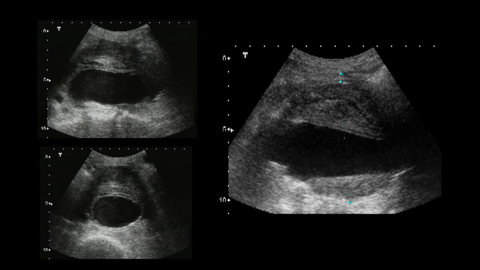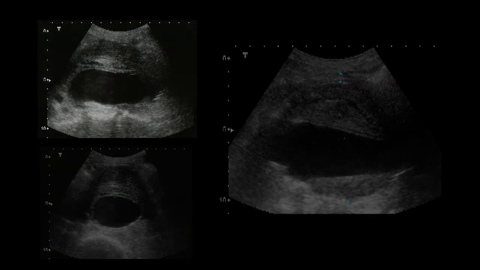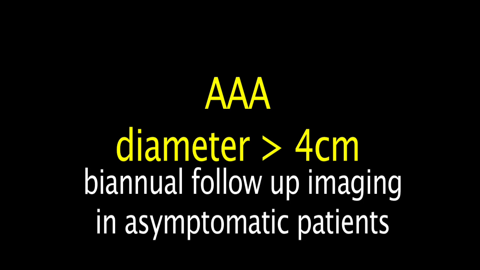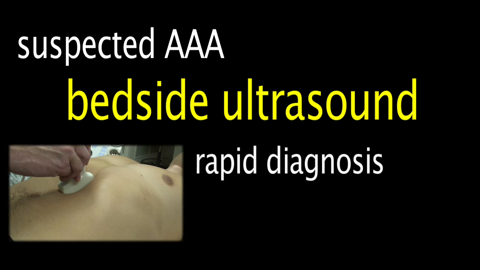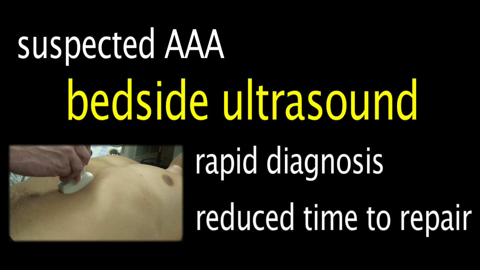Detecting and documenting the extent and location of an aneurysm can aid in directing the urgency for repair. Aneurysms greater than 4 centimeters should be re-imaged twice yearly in asymptomatic patients. In patients suspected of ruptured AAA, bedside ultrasound can be life-saving. It can be performed as part of the resuscitation, providing diagnosis within minutes and dramatically reducing time to operative repair.